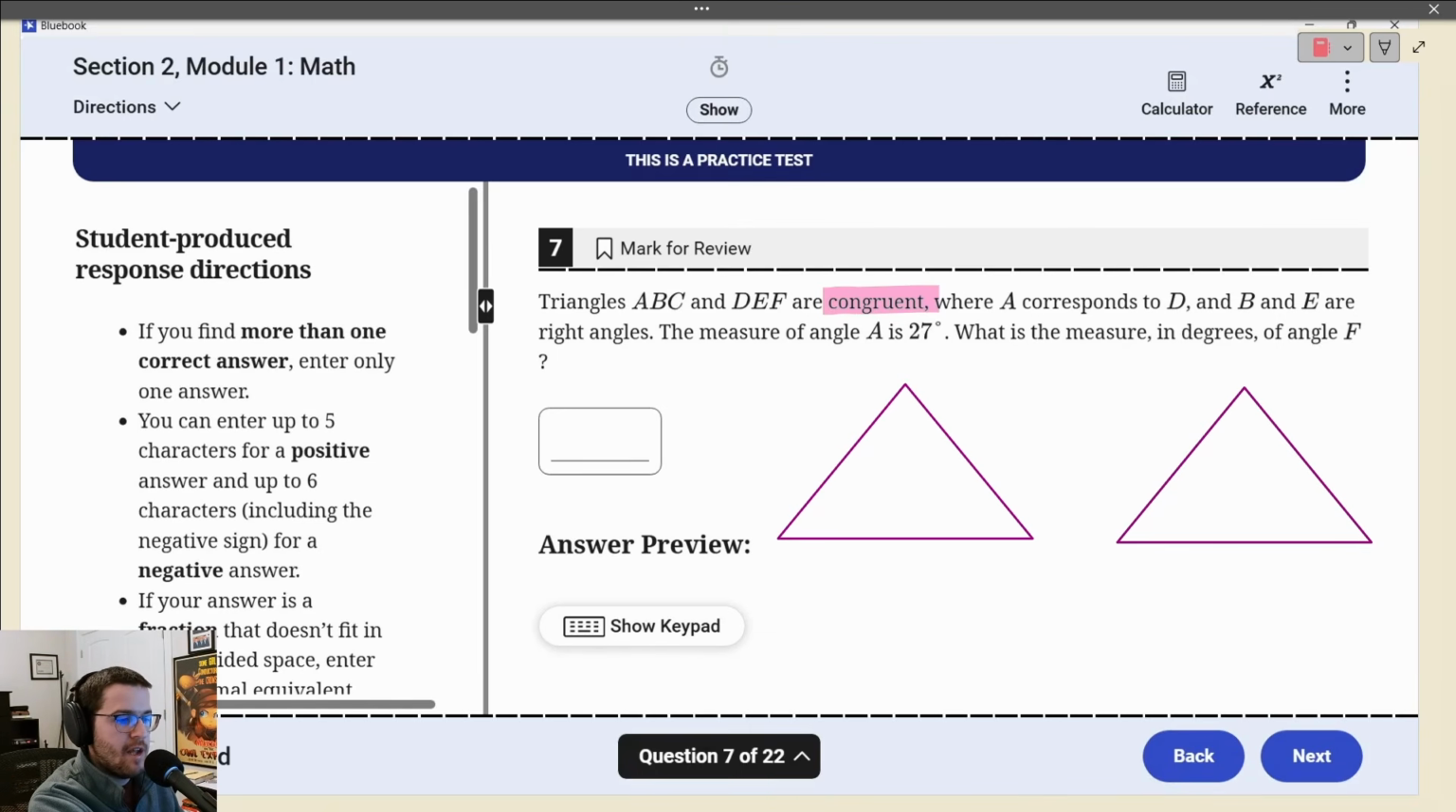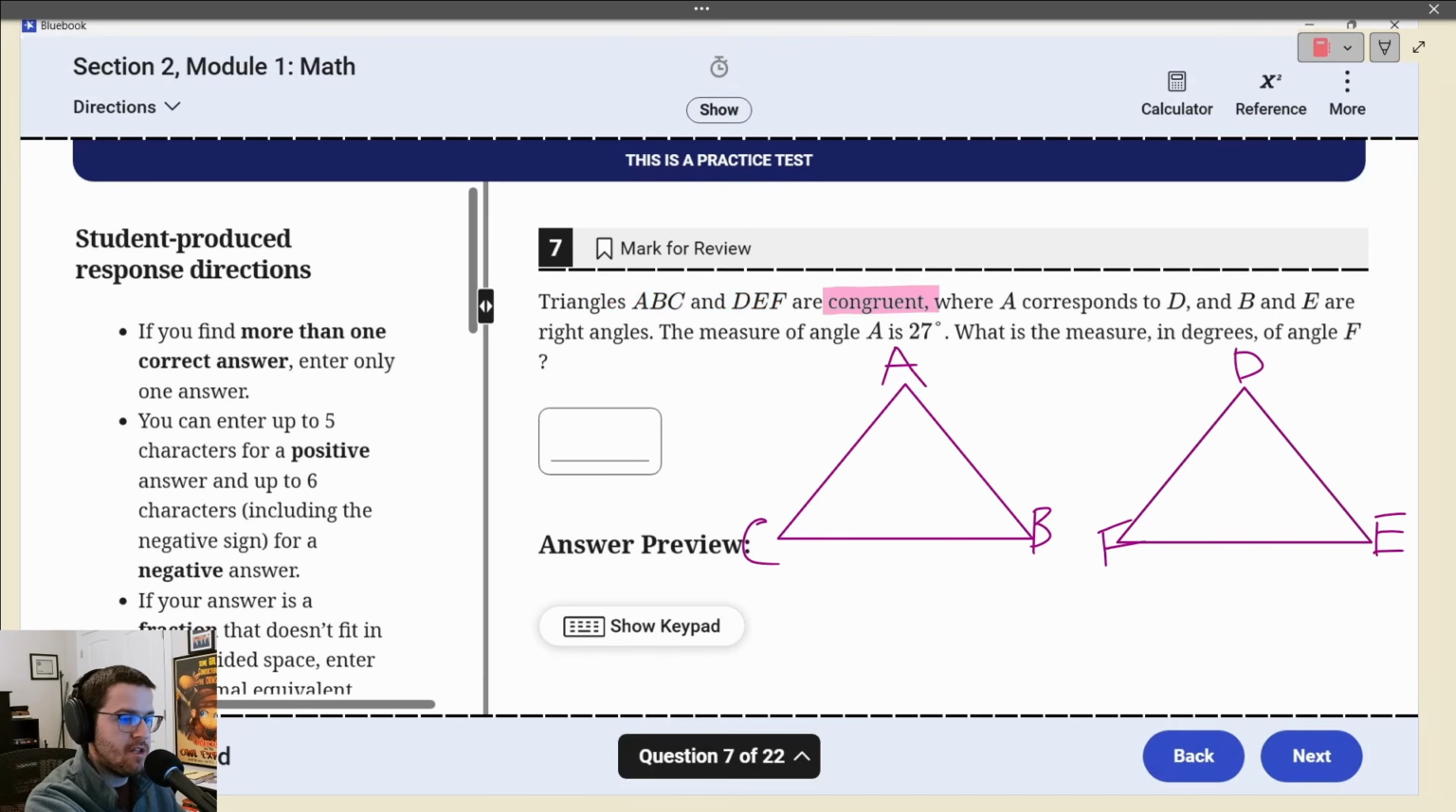So we're going to do A, B, C. When you label them, you should label them in the same order. What I like to do is start at the top and then work my way around to the right. So A, B, C, and then go D, E, F. If you don't go in the same direction and in the same order, it's going to be wrong. So make sure you have the order match what's in the congruency statement right there.